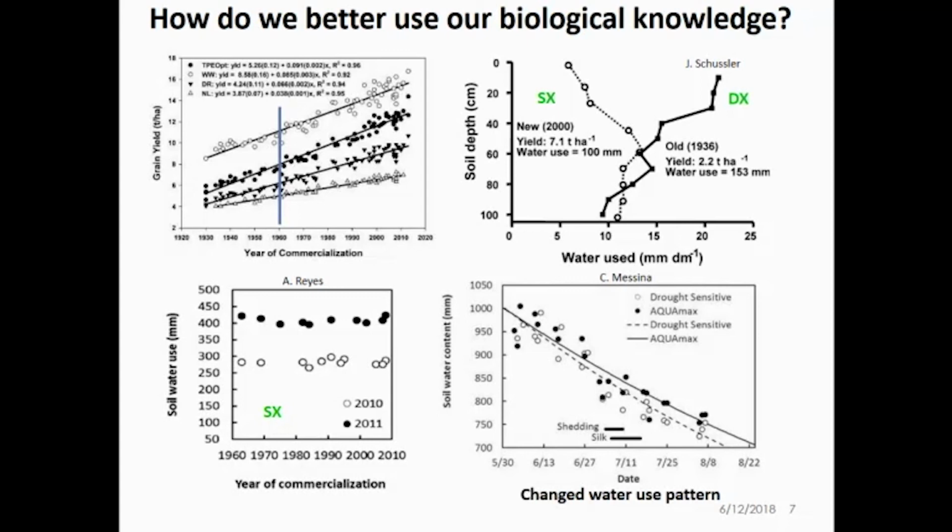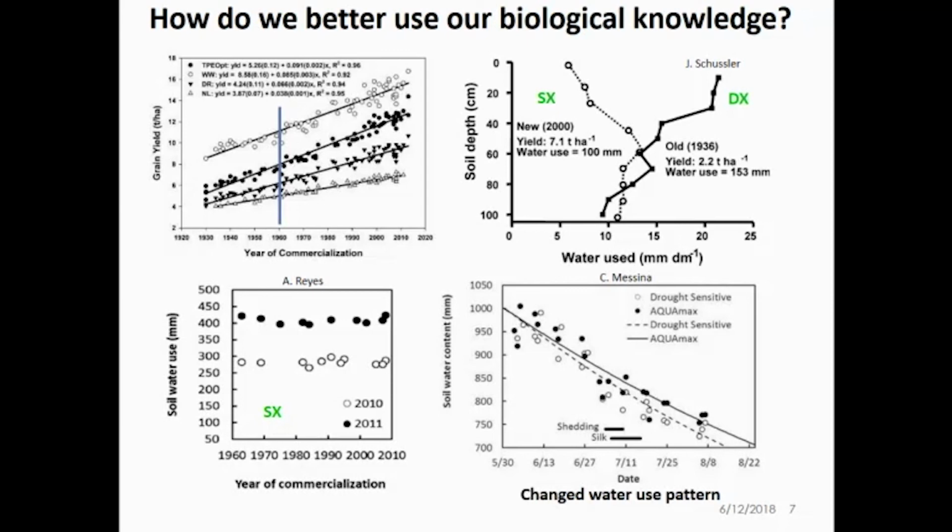But if you went into some of these very modern elite hybrids, those that we knew differed in performance under water-limited conditions, we started to see that even though there weren't necessarily differences in total water use, there were changes in the timing and pattern of water use over time. This was work then done by Charlie Messina and his team, where we compared what became a commercial Aquamax drought-tolerant hybrid versus something quite sensitive to drought.